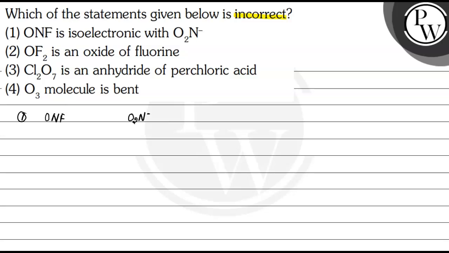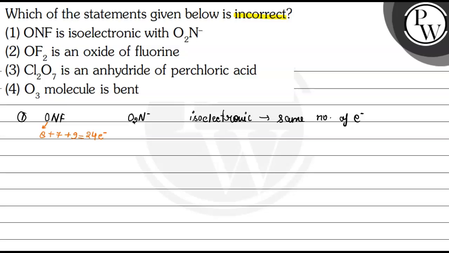So what does isoelectronic actually mean? Isoelectronic means species having the same number of electrons. For that we have to calculate the number of electrons in both species. Here oxygen has 8 electrons, nitrogen has 7 electrons and fluorine has 9 electrons. The sum means there are a total of 24 electrons.